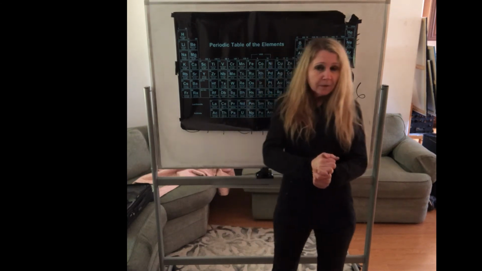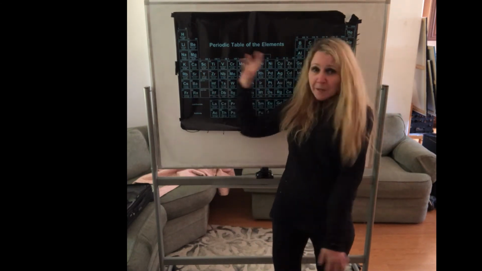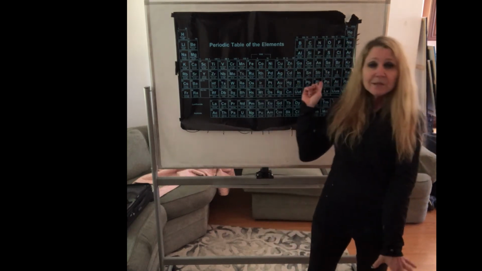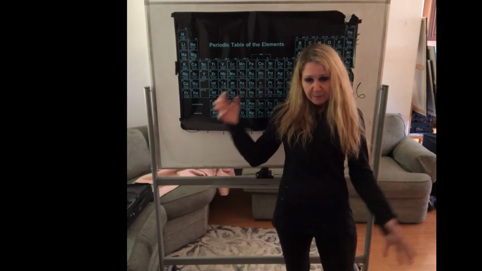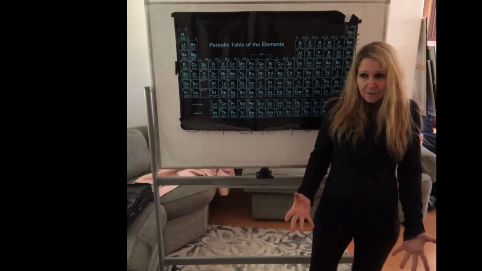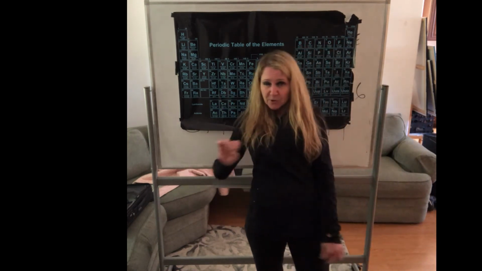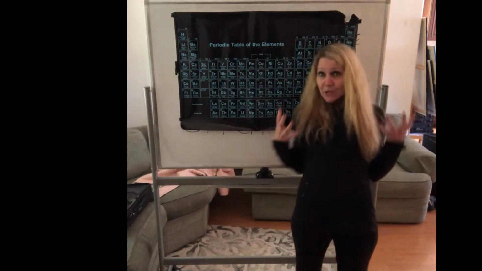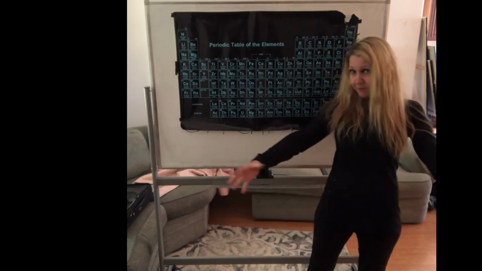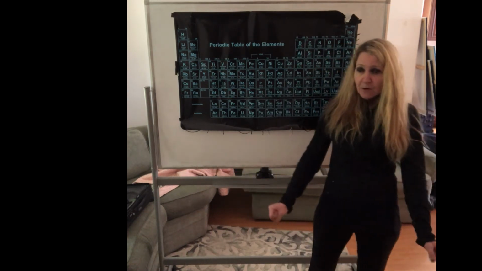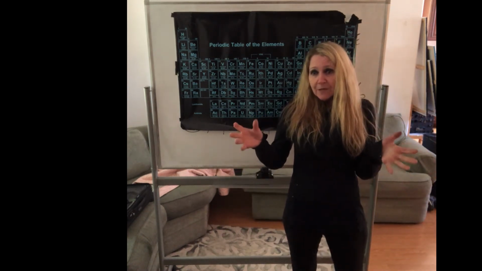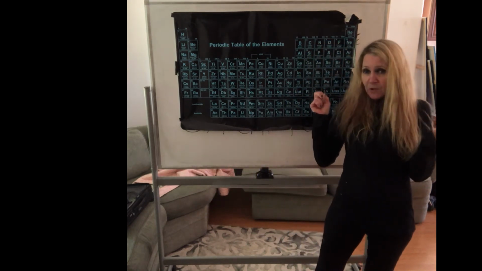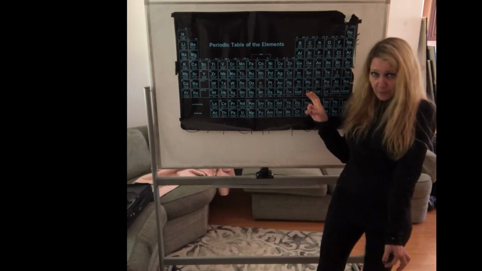Now, non-metals are not good conductors of electricity. Because they hold on to the electrons. So electricity is when the electrons are flowing. Non-metals hold on to electrons, so they're not going to be flowing. And they also are not going to conduct heat as well. So they are called insulators.